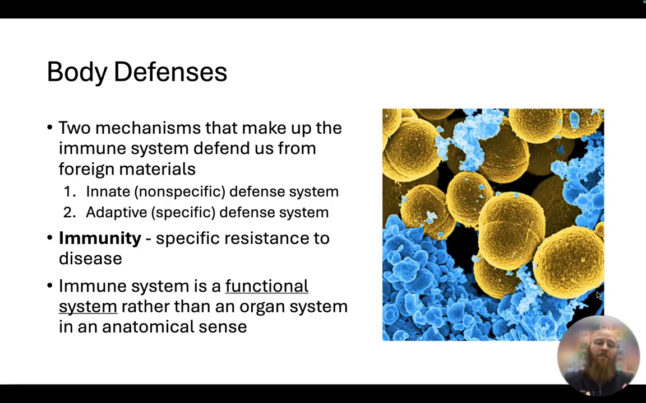When I use the word immunity, this is just talking about any specific resistance to disease. Okay, so innate and adaptive both fall under that umbrella of immunity. And so also we need to understand that the immune system is really a functional system rather than an organ system purely, right? Because we're not really talking about a system of organs, we're really talking about a system of specific mechanisms or cells and their responses within all organ systems.